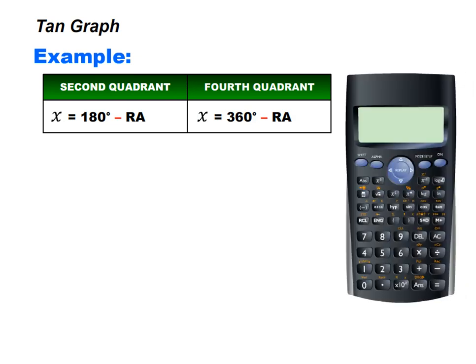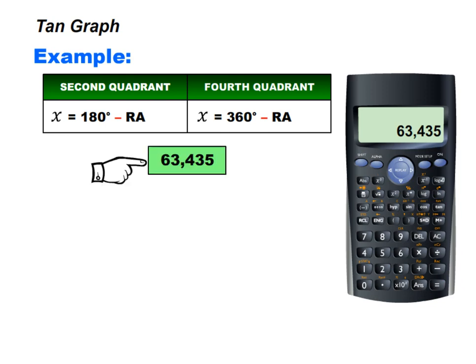Take your calculator, press shift, then press tan, then press 2, then press equal sign. Your answer should be 63.435, correct to 3 decimal places. Look at the display on your calculator. This value, 63.435, we write it in the place of RA, which stands for reference angle or key angle.